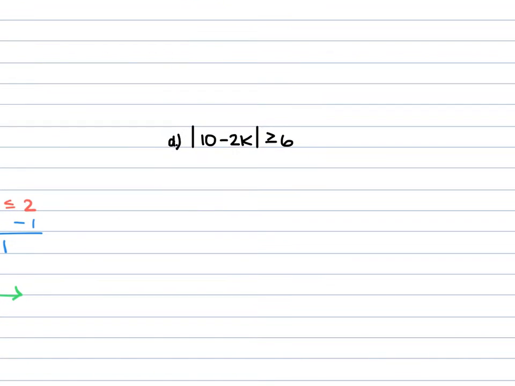For D, we have the absolute value of 10 minus 2k is greater than or equal to 6. We don't have to move anything over, so form your two inequalities. We're going to have 10 minus 2k is less than or equal to -6, and 10 minus 2k is greater than or equal to 6. So from here, get the k by itself.